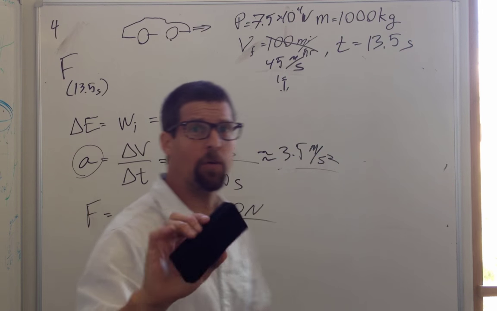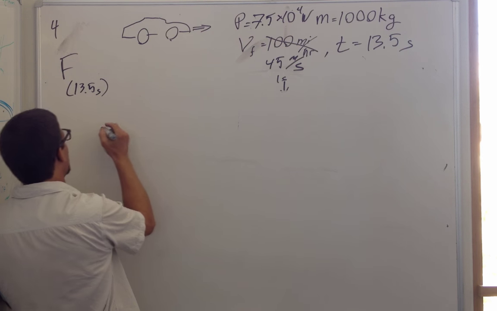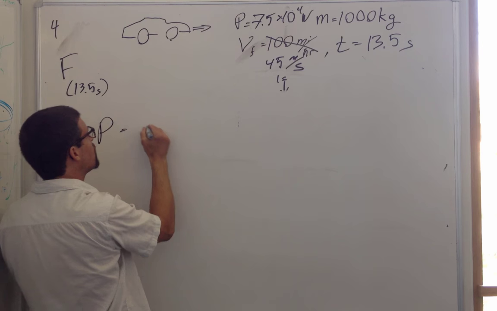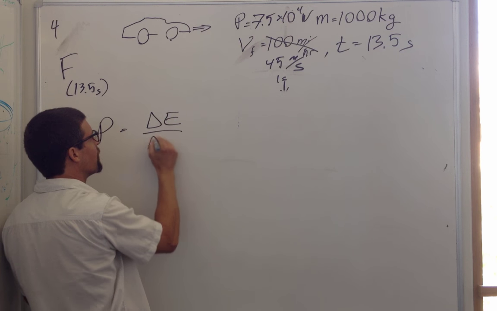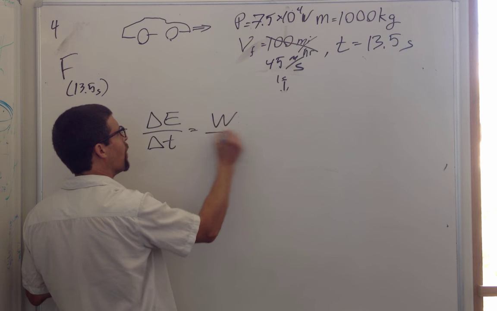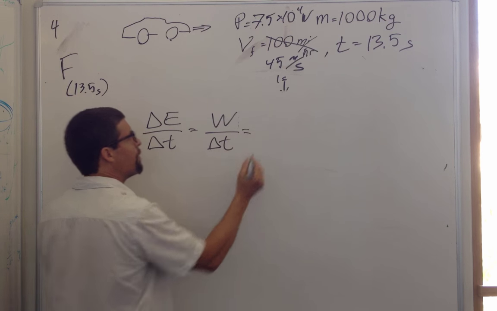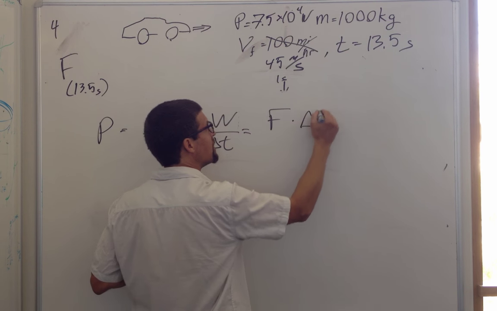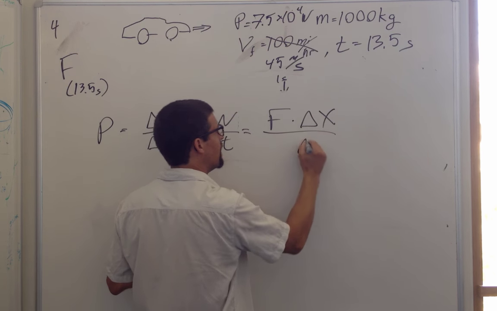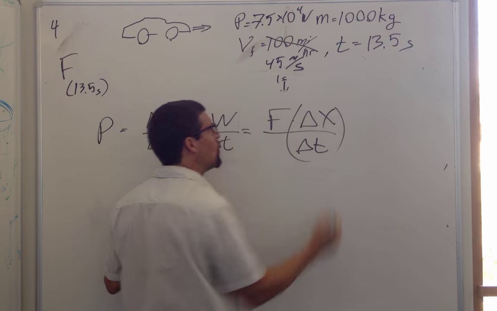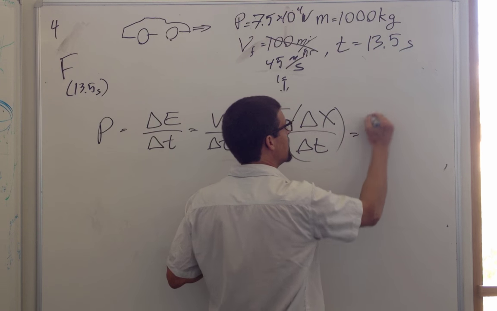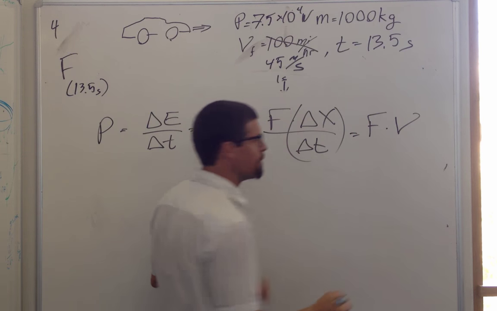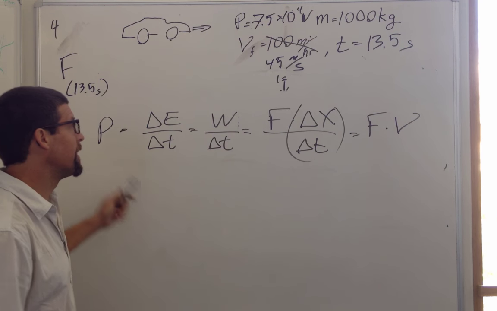Let me explain it in a different way. This is an important formula: power is equal to the change in energy over change in time, or the work over change in time. Right? But work is force times displacement, over a certain period of time. Well, guess what? That's velocity. So force times velocity is the power you put in.